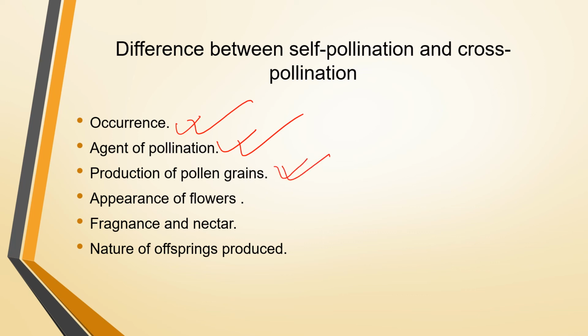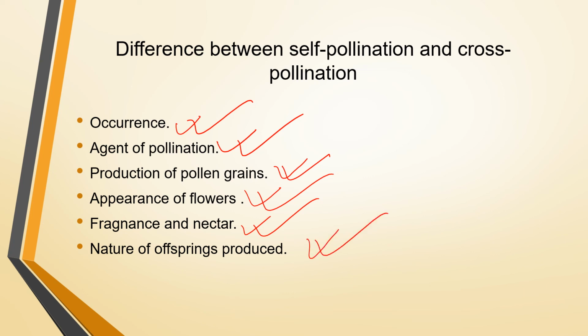Now, depending on the production of the pollen grains, we can say that in self-pollination, very little pollen is wasted. But in cross-pollination, a huge amount of pollen is wasted in the process of shifting from one plant to another. So wasting of pollen is more. Now on the appearance of the flowers, flowers are not usually attractive in self-pollination, but in cross-pollination, the petals and flowers have to be very attractive. They have to produce nectar. They have to be very showy. Fragrance and nectar are not necessary in self-pollination, but they are obviously necessary in cross-pollination.